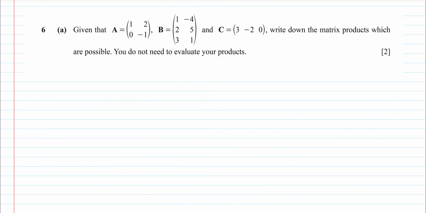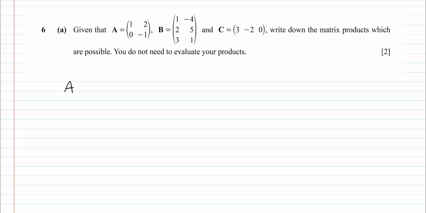Question 6a. We've got these matrices here, A, B, and C, and we need to write down the matrix products which are possible, but we don't need to evaluate these products. So for a matrix product to be possible, the inner dimensions must agree. So let's start by looking at what the dimensions of each of these matrices are.